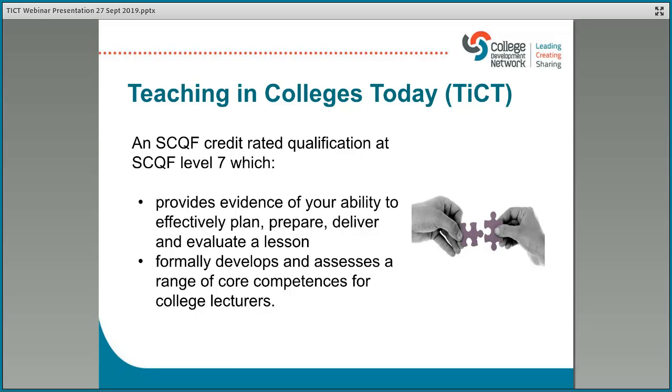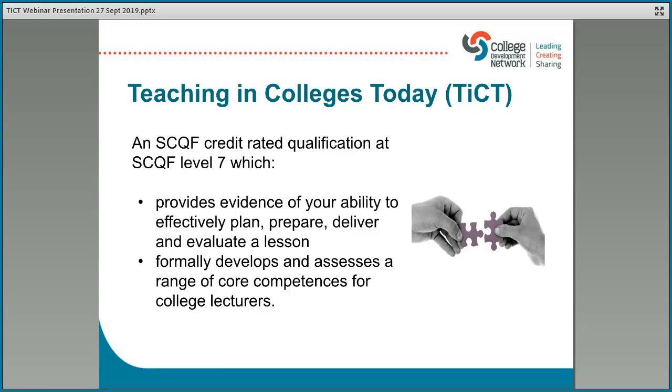So why the Teaching in Colleges Today unit? Well, the unit focuses on the development of core competences needed by college lecturers, the ability to identify student and group needs, and to plan and deliver a lesson which addresses and responds to these needs, and then to use feedback from the observed lesson to reflect on the effectiveness of your approach.